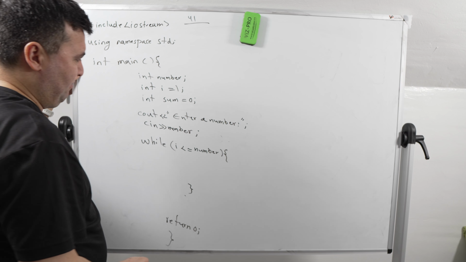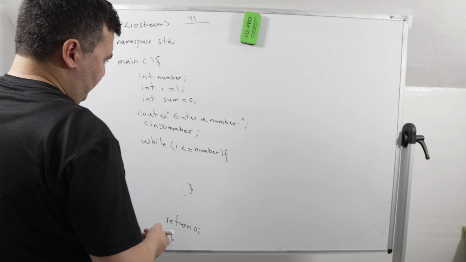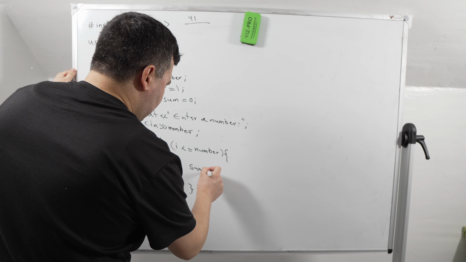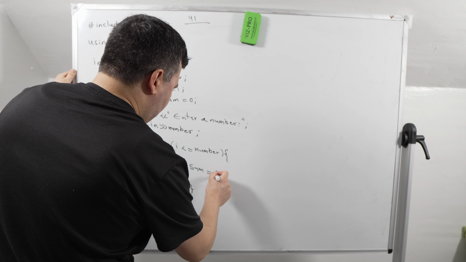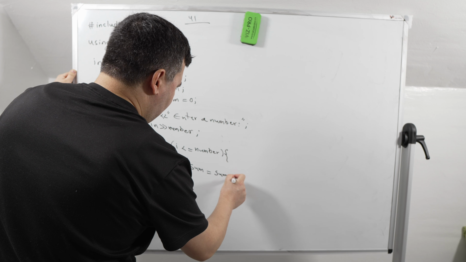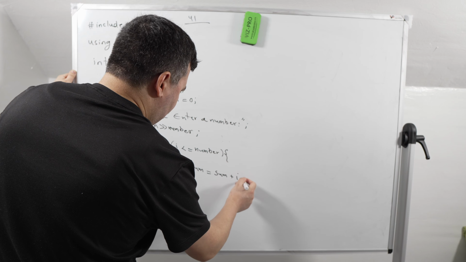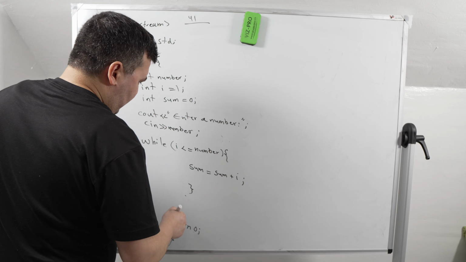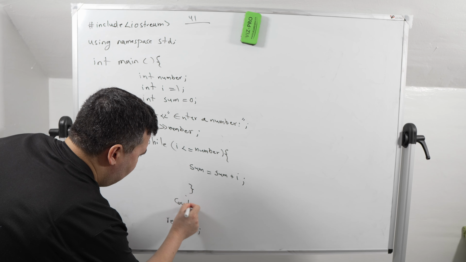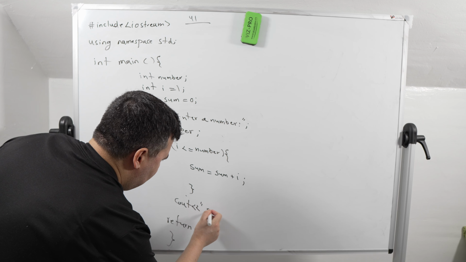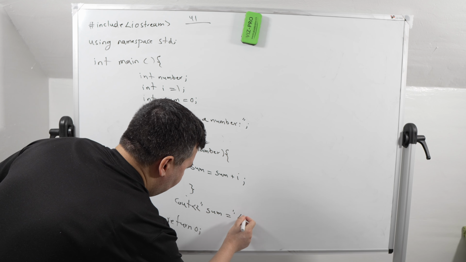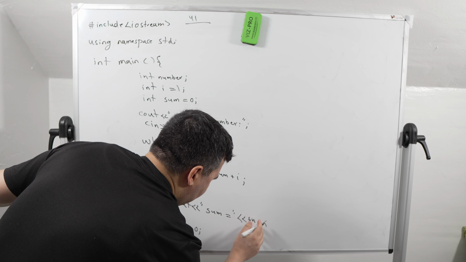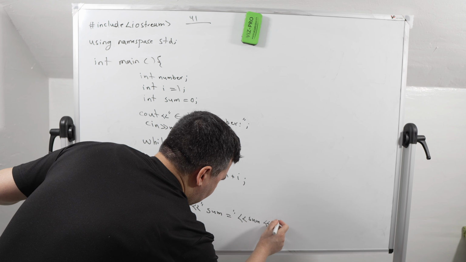And inside the while loop, we sum. So we say sum is equal to sum plus i. It means every time we add i. Let's cout first. We say cout sum is equal to, then we print out the content of the sum variable, and then we use endl.